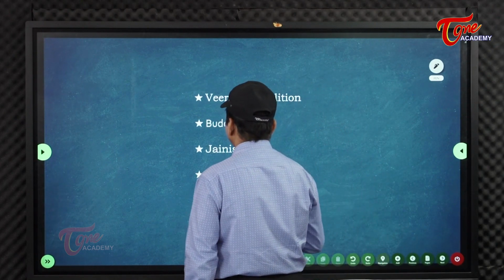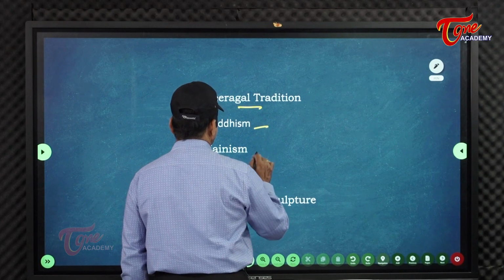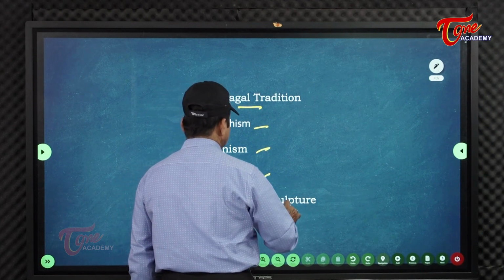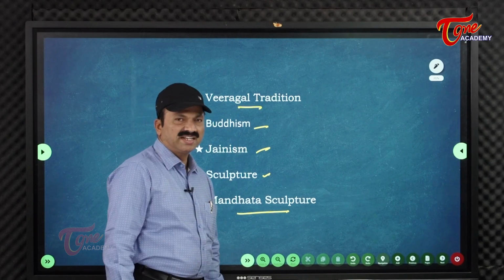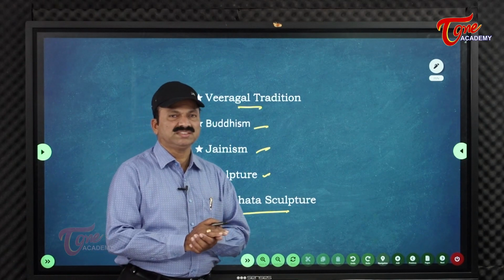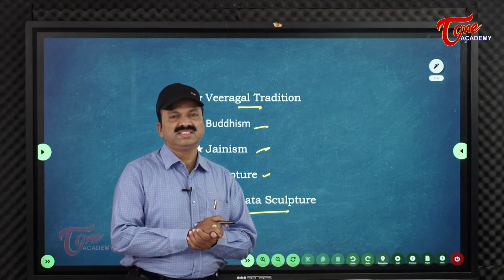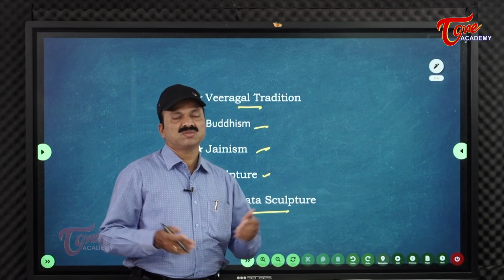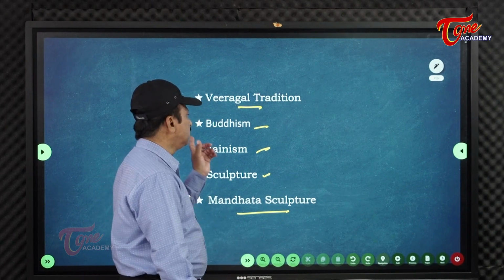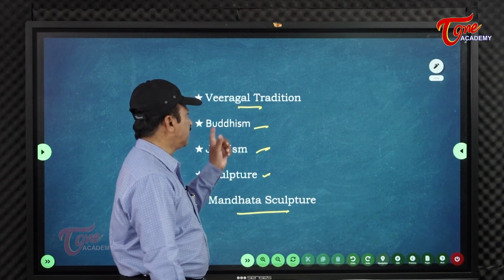Then the Viragal tradition continued, and Buddhism, Jainism and sculpture were all under the same. Mandata statue I told you. The Viragal tradition indicates that whenever soldiers die, tombs were established and they worshipped the tombs. That is the so-called Viragal Puja.